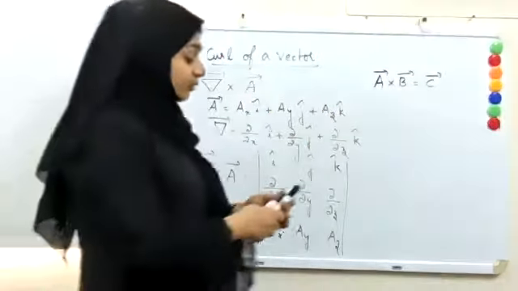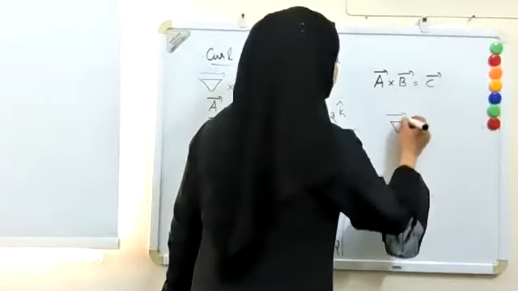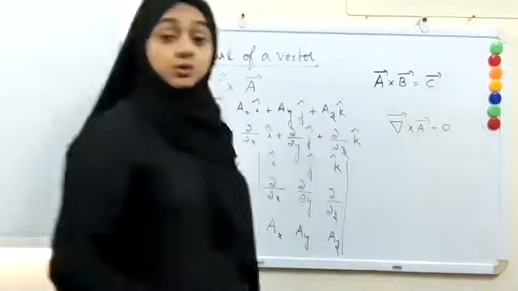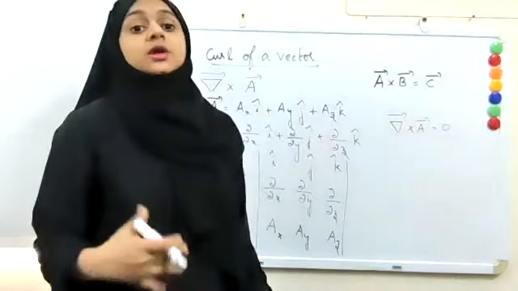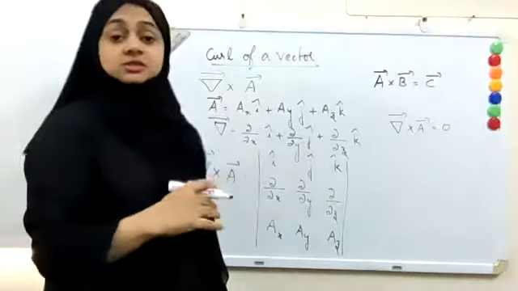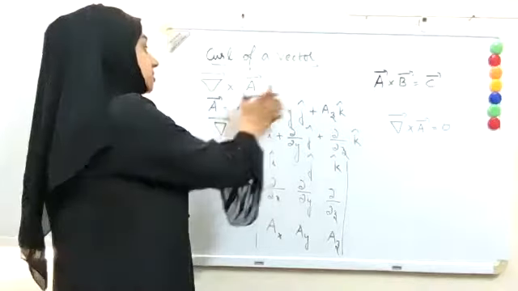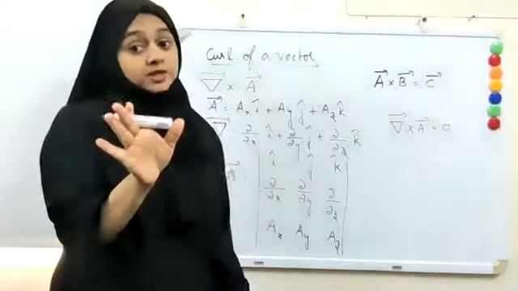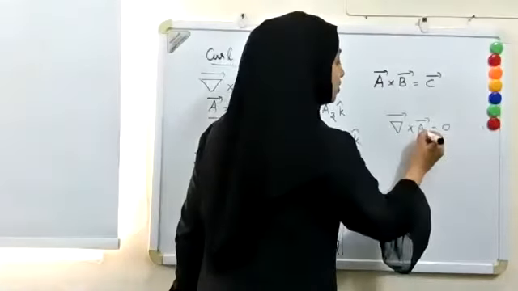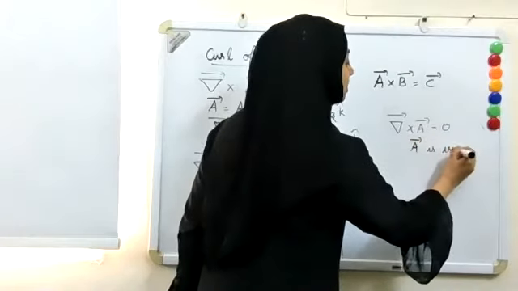Now what if del cross A is equal to 0? If for any vector A, del cross A is equal to 0, it means you cannot rotate it. So when you are taking curl of A, it means you are rotating the vector, because the result, curl of A, will be perpendicular to A. So if del cross A is equal to 0, you can call vector A irrotational.